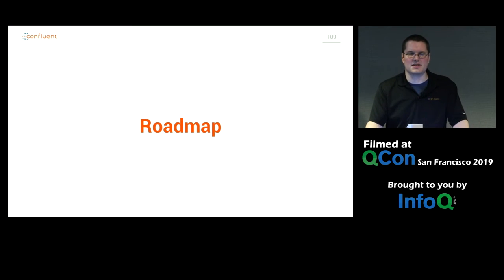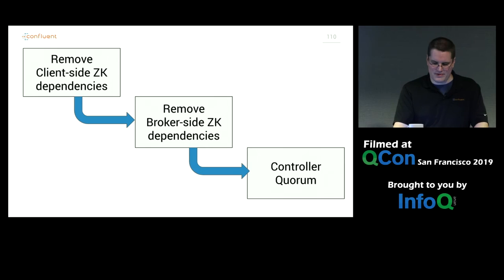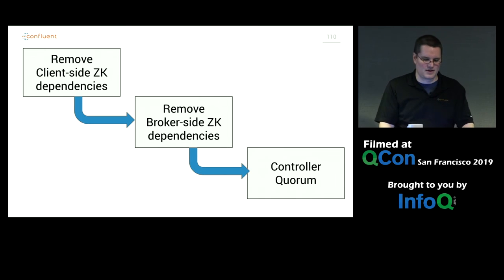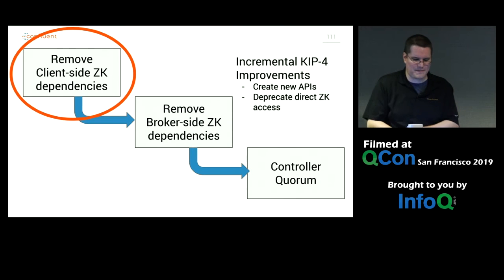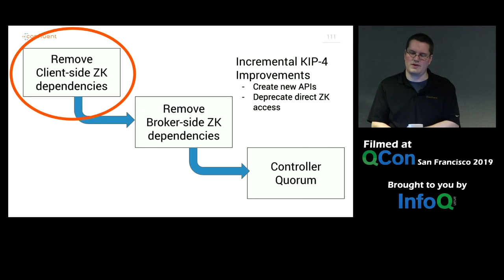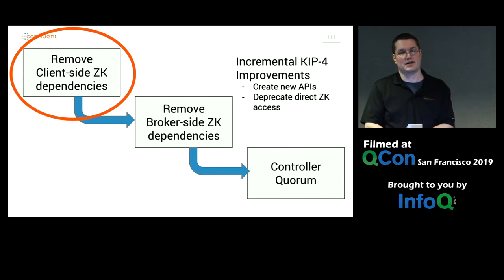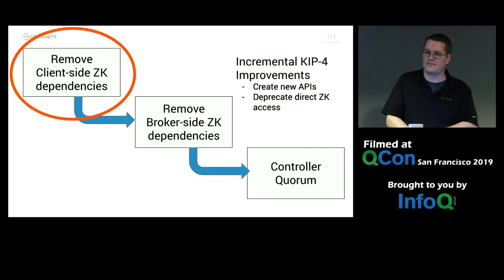So I've talked about a lot of stuff, but what's the roadmap for actually doing this stuff? Pretty important question. So there's three basic phases here, I think. One of them is that we remove the client-side Zookeeper dependencies. And this is actually almost done. So we've been creating APIs for the last stragglers who still access Zookeeper directly from the client side. We haven't yet deprecated direct Zookeeper access, but that's happening soon.